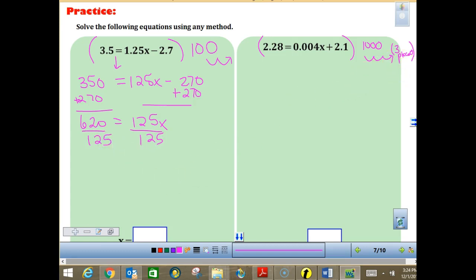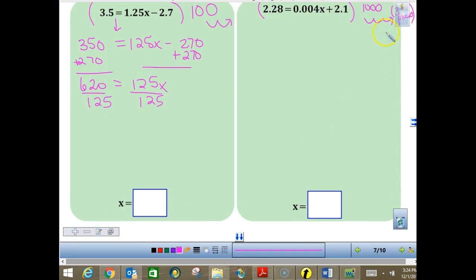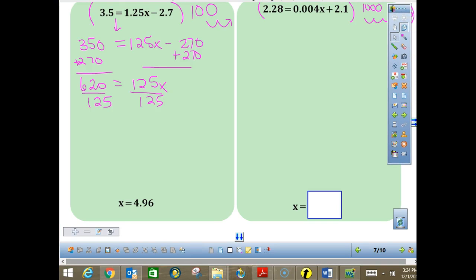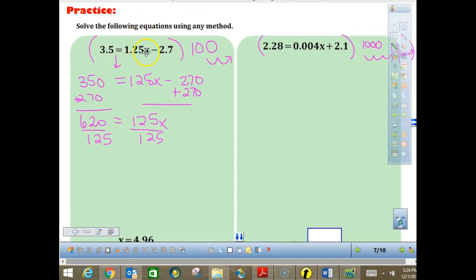Is it a nice number? Not really. What'd you get? 4.96. Now, you could easily check this, right? It's the same way we checked before. You put in 1.25 times 4.96. You subtract 2.7, and hopefully you got 3.5. I'm going to have the answers in the back. You can check them that way. I don't need you to physically go back and plug them in.